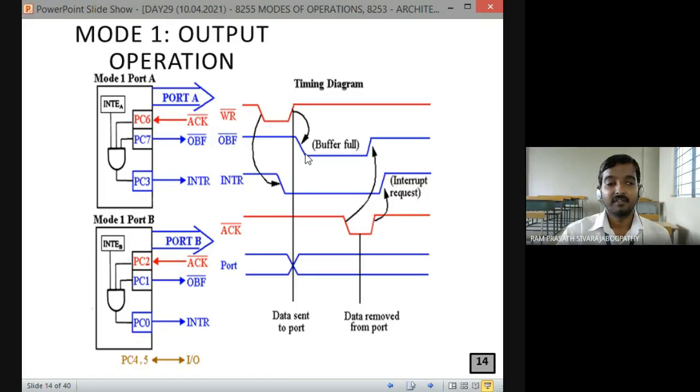Fine. Gavanichingana, once the data is removed from the port, that means it is read by the output device or received by the output device, at that point of time, enna aagudhu paarunga, ACK signal is going high, output buffer free aayidudhu, so interrupt will be generated now. Fine. Is it clear to everyone?